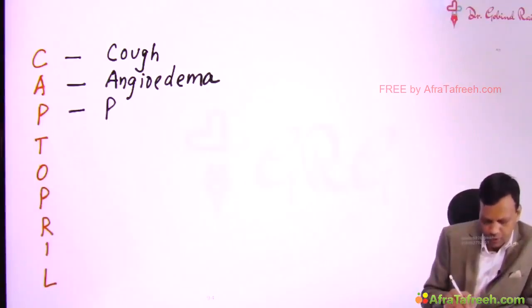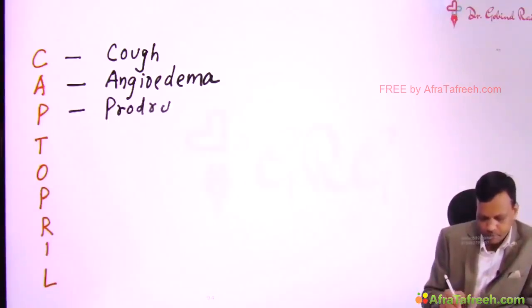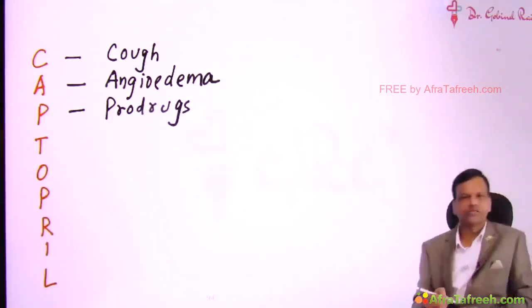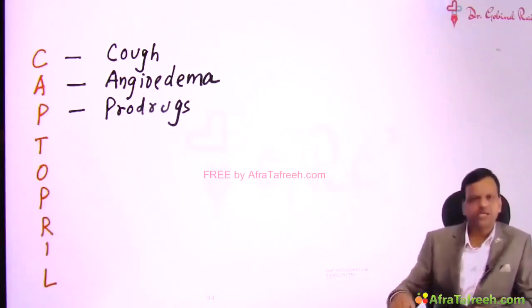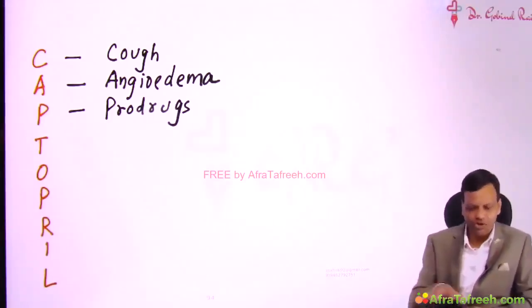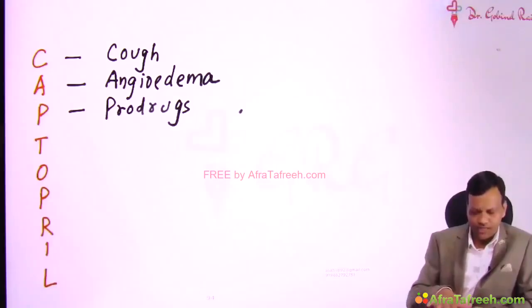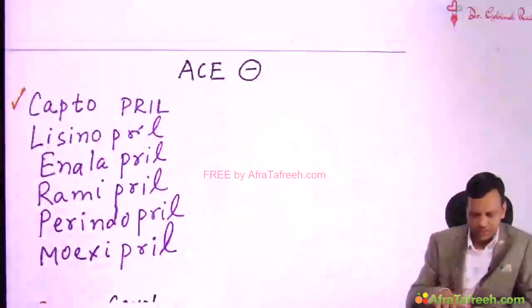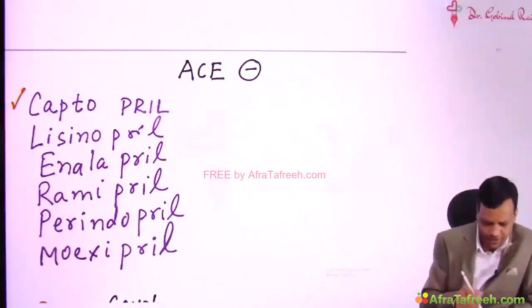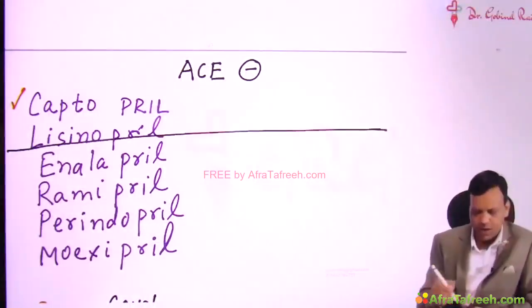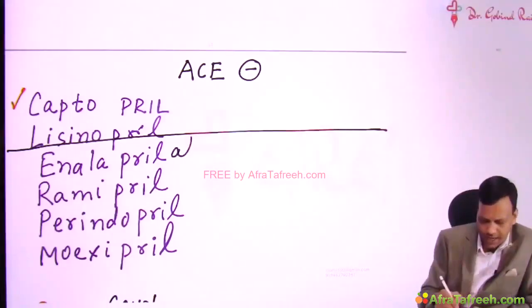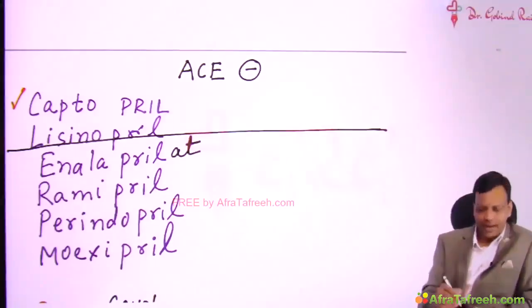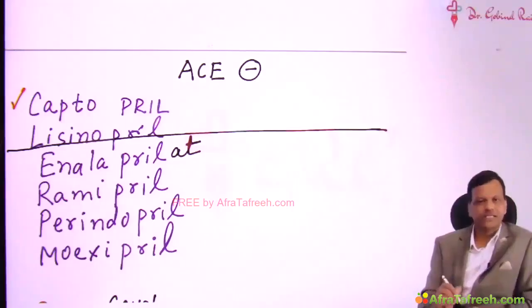Then P for prodrugs. Prodrugs means ACE inhibitors are themselves inactive. They are metabolized to produce some compound which will result in inhibition of ACE. Except the first two drugs, all other prils are inactive. That means enalapril is inactive. It is metabolized to form enalaprilat. So enalaprilat will inhibit ACE.